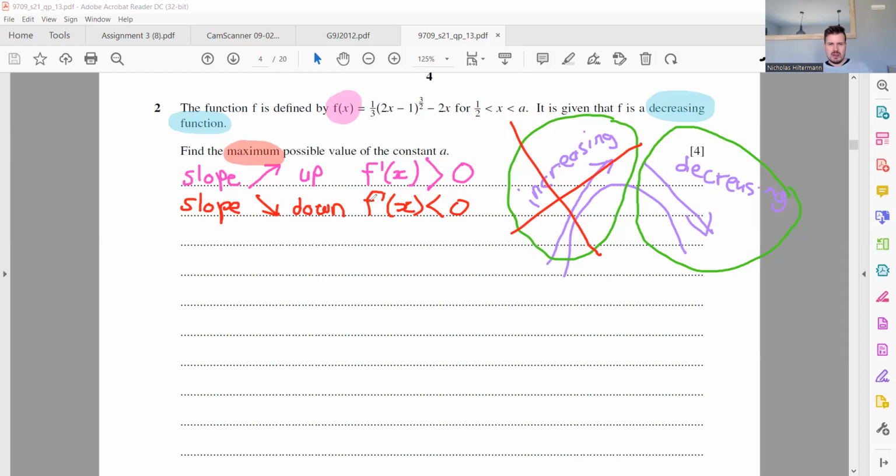So I don't have my f dash of x. So in the first question, we were asked to get the integral. Now we are asked to get the f dash of x, our slope. And we need to know that our slope, because it's going down, is less than 0. So at the end, we must just remember to bear this in mind here. Okay.